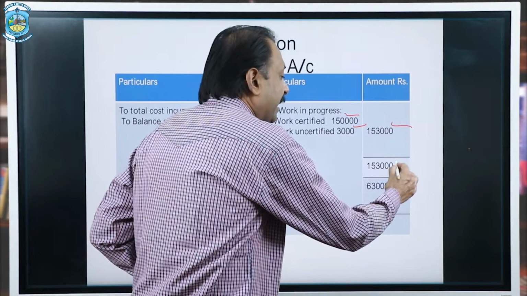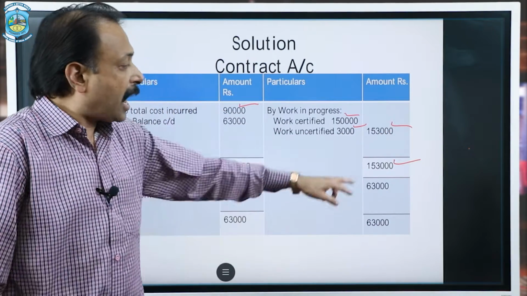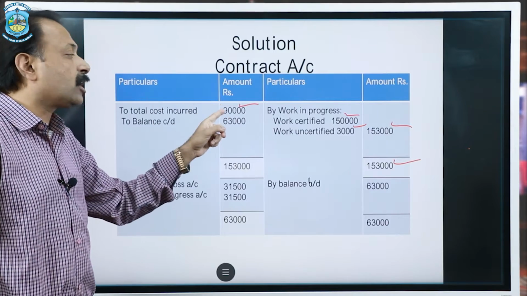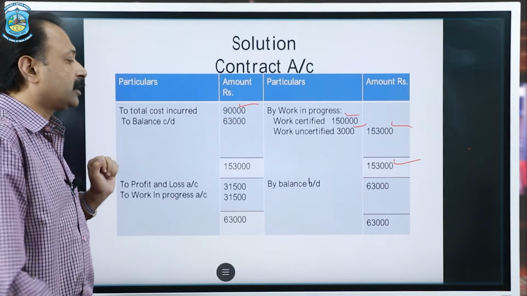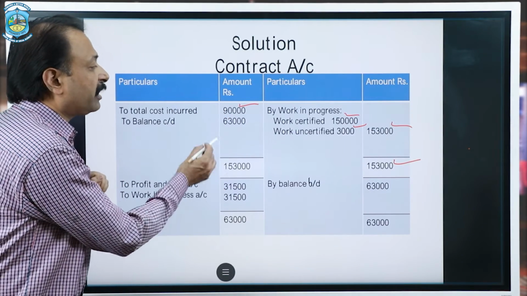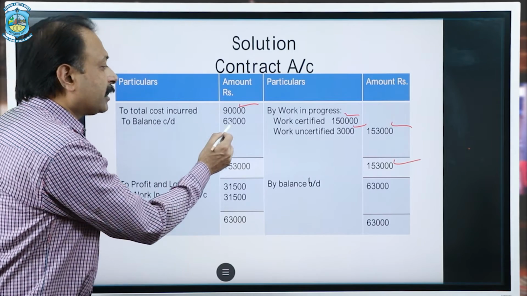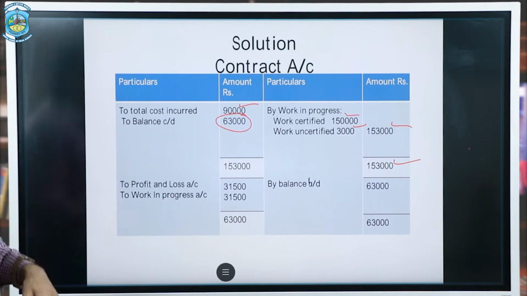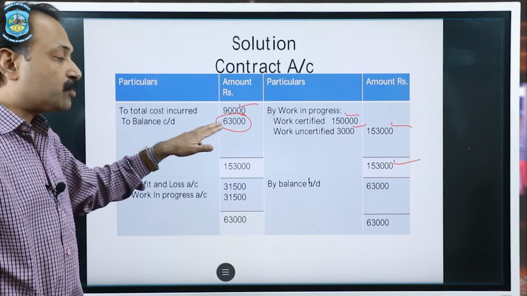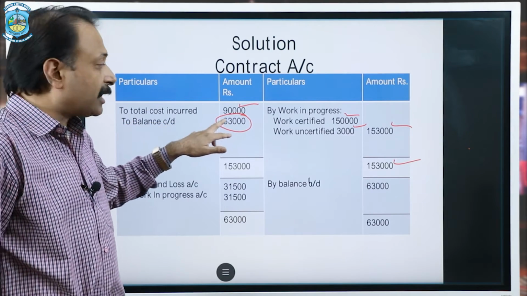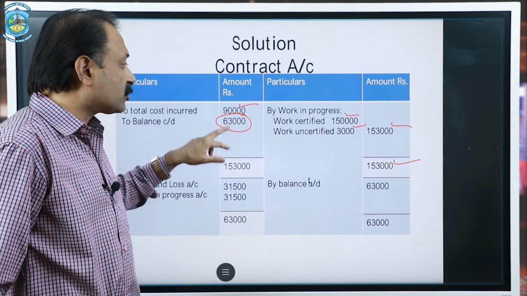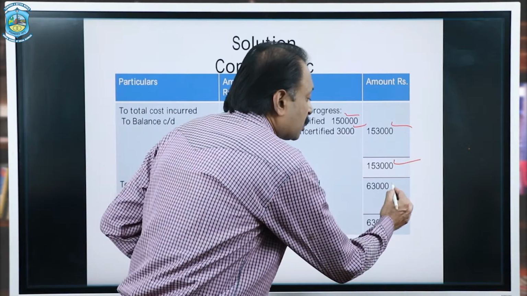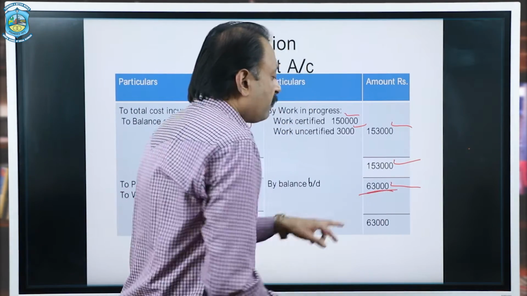The total of credit side is 1,53,000 rupees. Out of 1,53,000, we have to deduct the total cost incurred in this contract, that is 90,000. When we deduct 90,000, the balance amount is 63,000. To balance carried down, we have to carry down this balance, 63,000. So by balance brought down, the amount is 63,000 rupees.